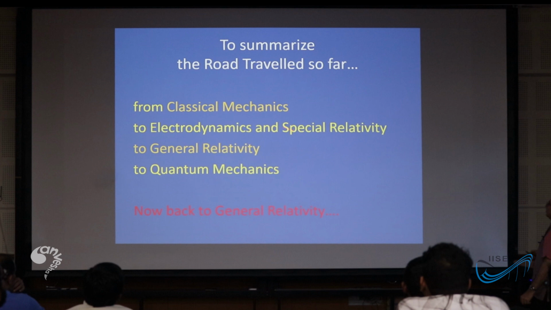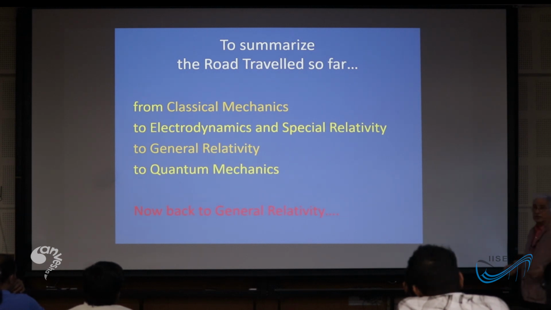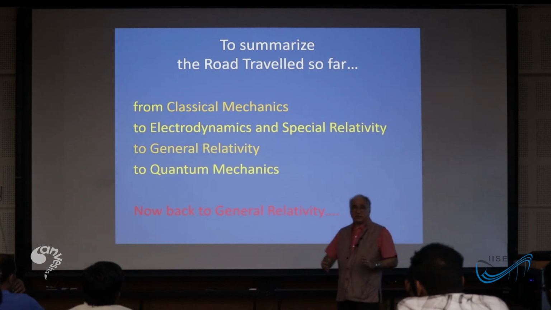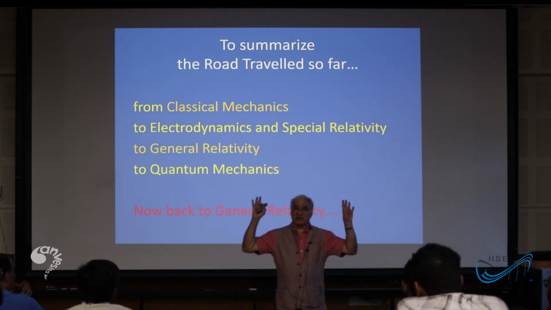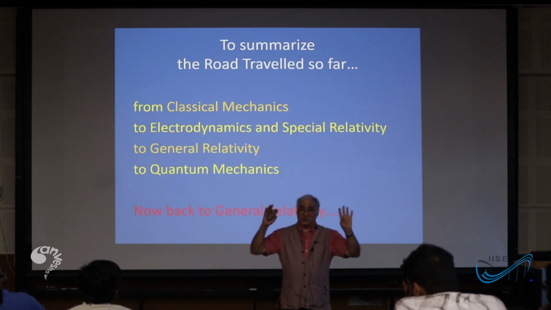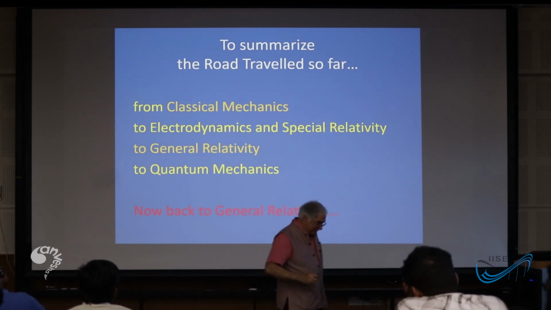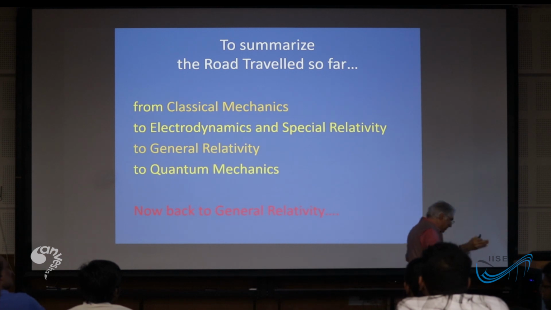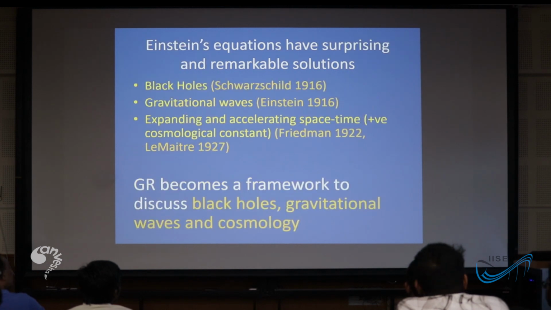I just want to tell you what I said before, that we have had a journey from mechanics to electrodynamics and special relativity to general relativity to quantum mechanics. Now we go back to general relativity. I told you that there is something called quantum mechanics, actually. That's really the laws of the theory of the world. All of chemistry is controlled by quantum mechanics. I mean, there is no classical physics of chemistry or biology or anything like that. At the small scale level, okay. All right.